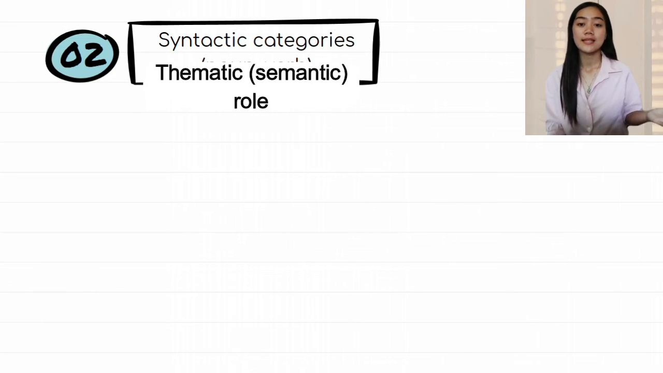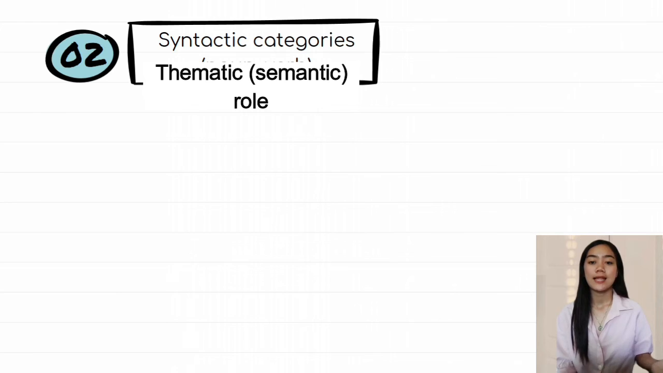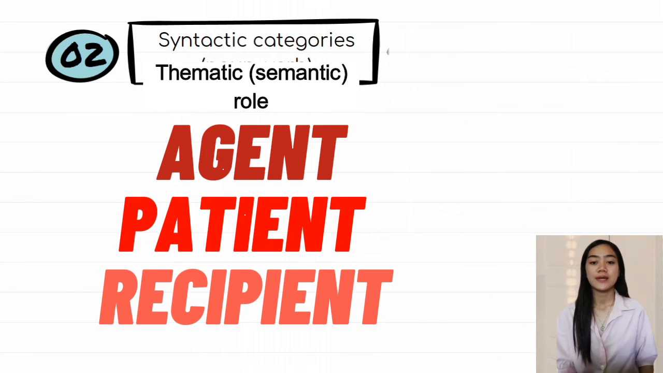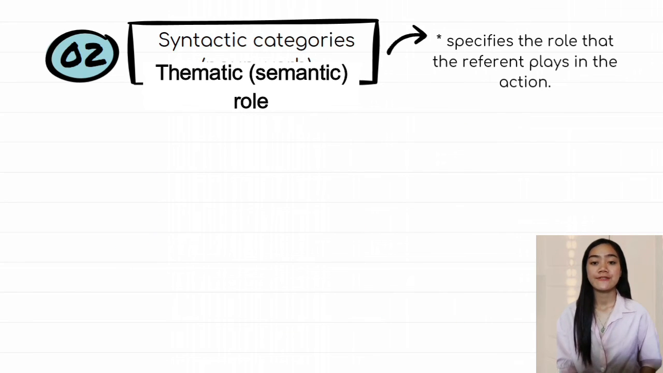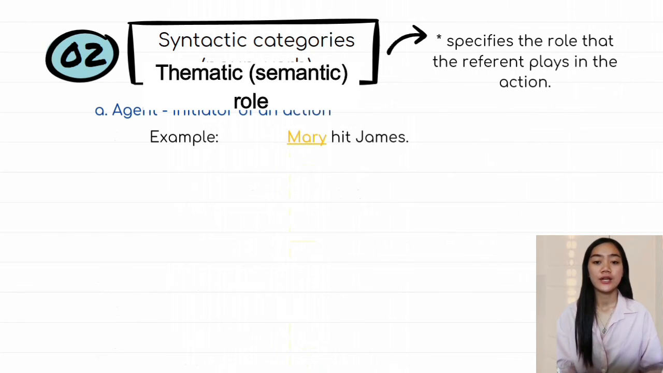The fourth one is the thematic or semantic roles like agent, patient, and recipient of the action, which specify the role that the referent plays in the action. The first is the agent. It is the initiator of an action. For example, in the sentence, Mary hit James, the agent is Mary because she is the initiator of the hit.